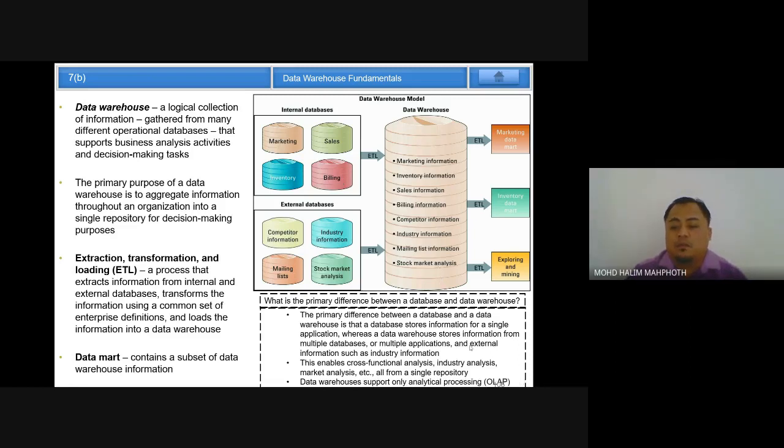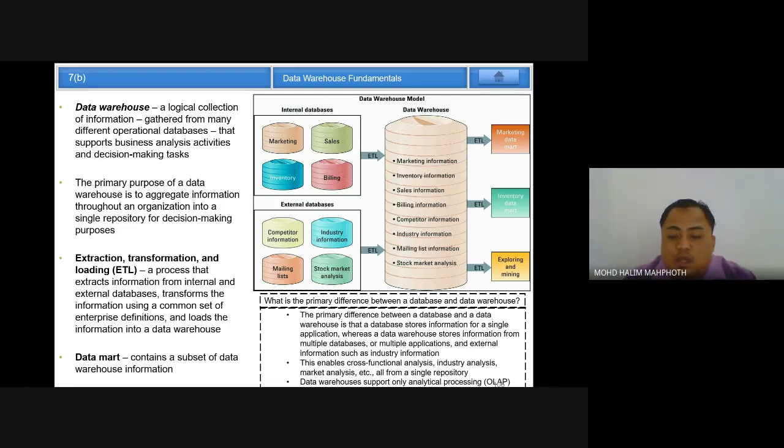This particular data warehouse stores information from multiple databases. You group all these databases into one single data warehouse. This enables cross-functional analysis, where you can extract, analyze, and interpret industry analysis and market analysis, all from a single repository. This one we can say is a collection of multiple repositories of data.